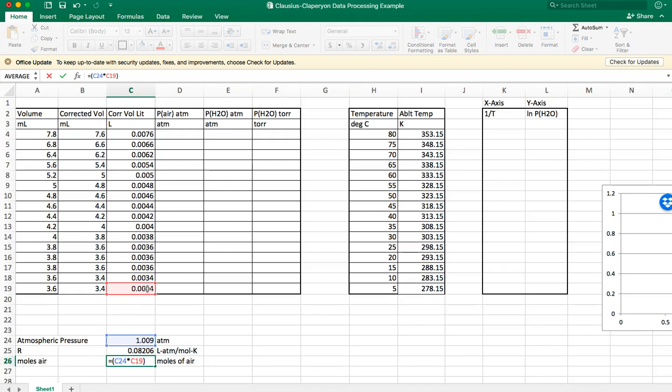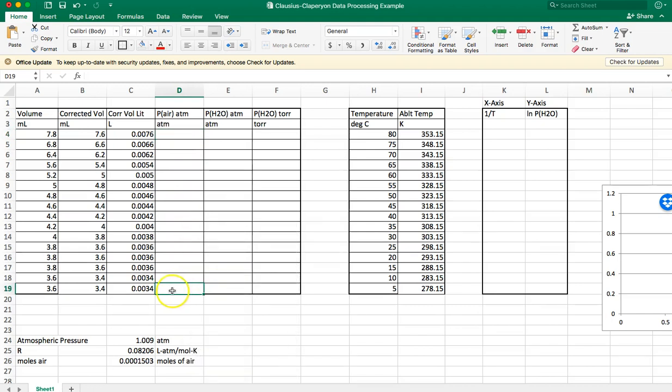That's P times V. We'll divide by open parentheses R times the absolute temperature of our coldest value. We do that, and that's the number of moles of air in our bubble in our graduated cylinder. Good. So the next thing we need to do is determine how much pressure is due to the air at every data point.